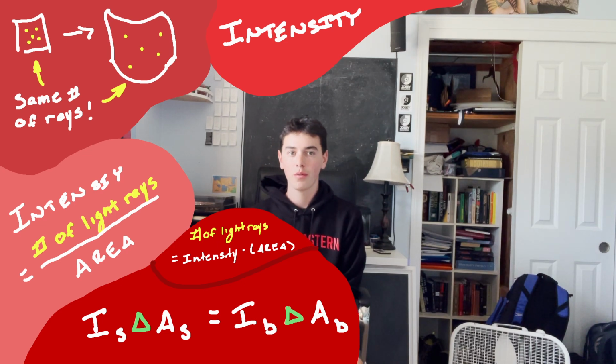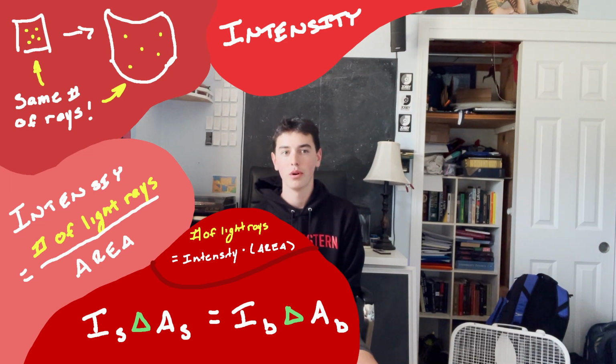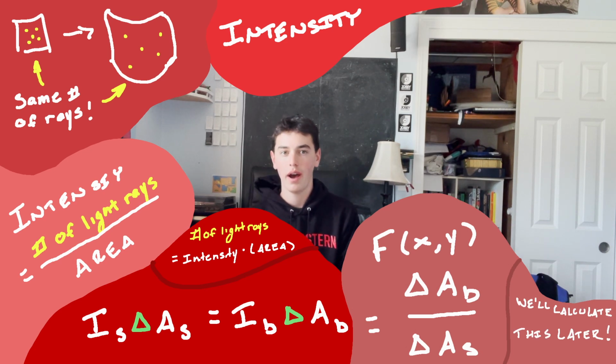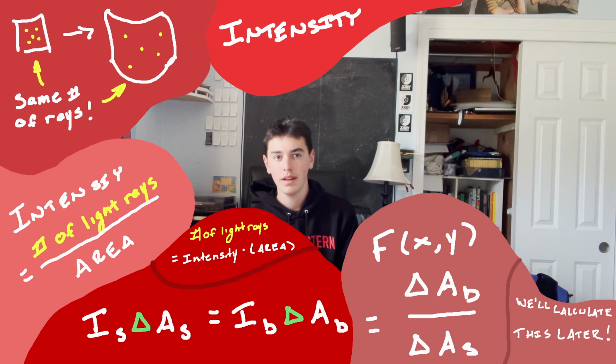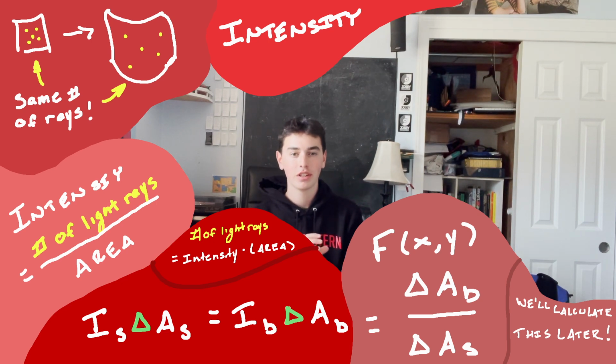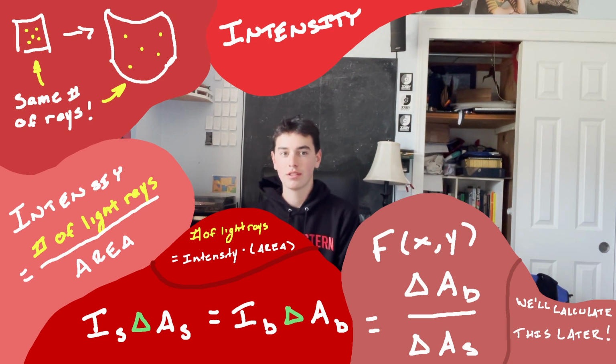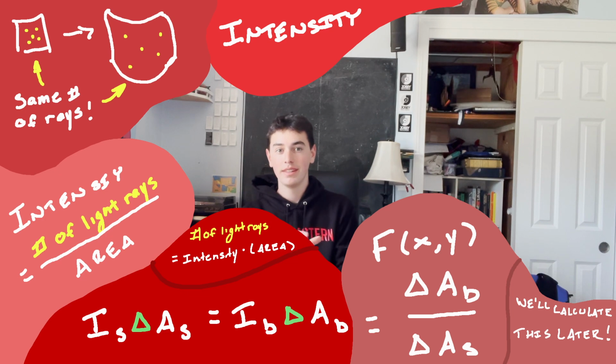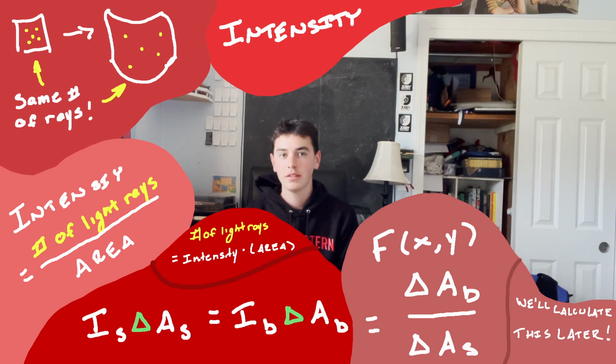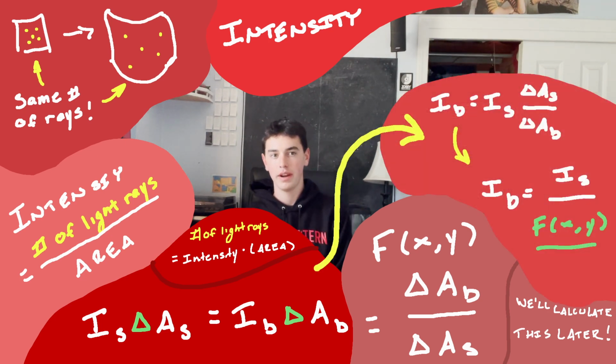But before we start working with this equation, I want to introduce one more. I want to introduce a function which we'll call f for now, which tells us the ratio of the area of the blob at the bottom to the area of the square at the surface. We'll go more into how to calculate this later, but for now, let's just write this as delta A_B over delta A_S. And keep in mind, this is a function of x and y. In other words, the surface of the water will change areas by different amounts depending on what part of the surface we're looking at.